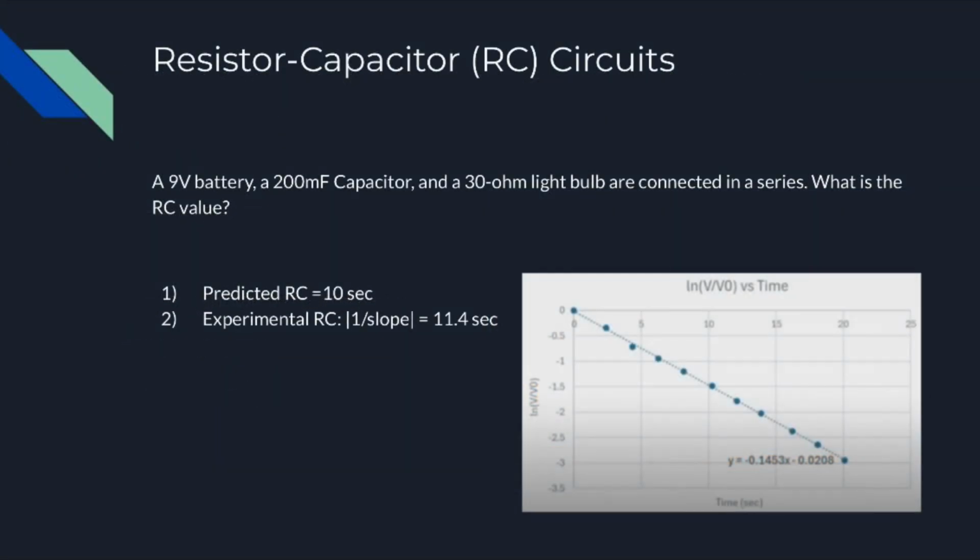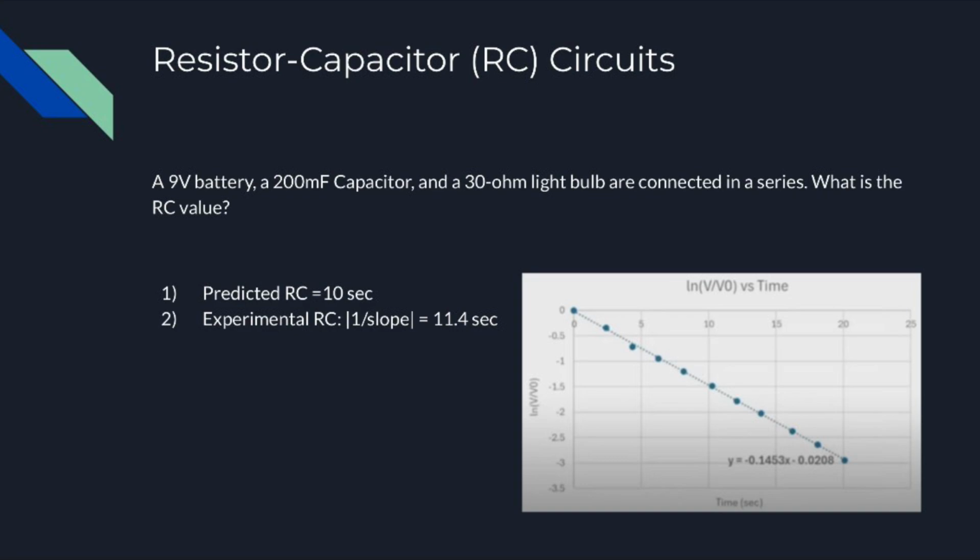Now, resistor-capacitor or RC circuits. So a 9-volt battery, a 200 mF capacitor, and a 30 ohm light bulb are connected in series. What is the RC value? We expected it to be about 10 seconds, and then experimentally, we do 1 over the slope, and we got 11.4 seconds. Now, this is old equipment, so the numbers were a little off, but it was close to that 10-second prediction.